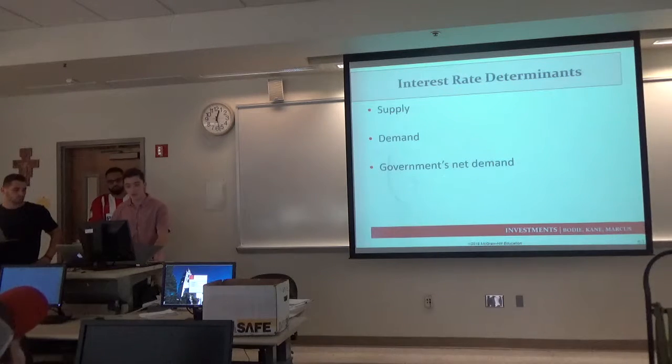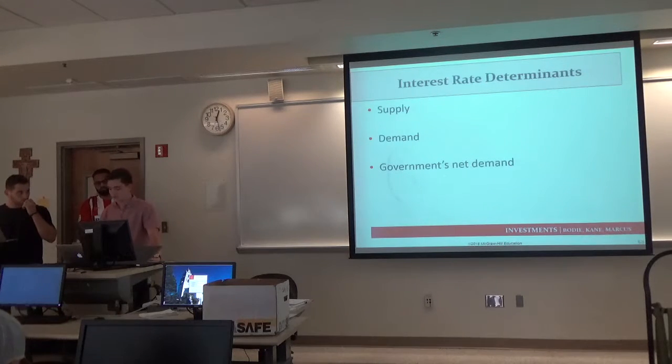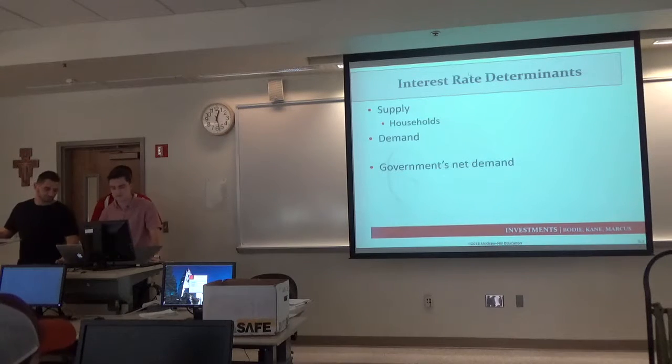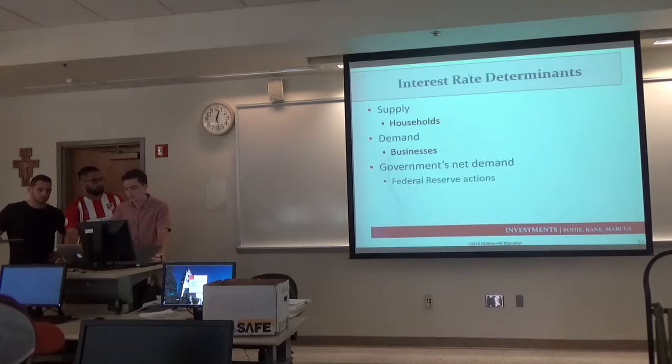All right, so there are 3 determinants for interest rates: supply, demand, and government's net demand. For supply, there are households. For demand, you have businesses, and for government's net demand, you have Federal Reserve actions.